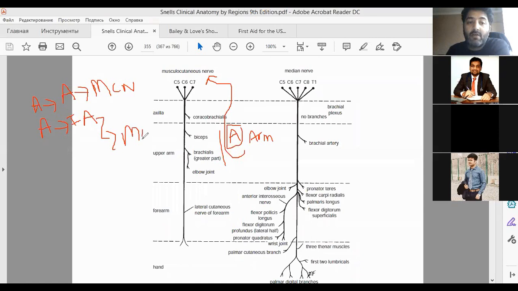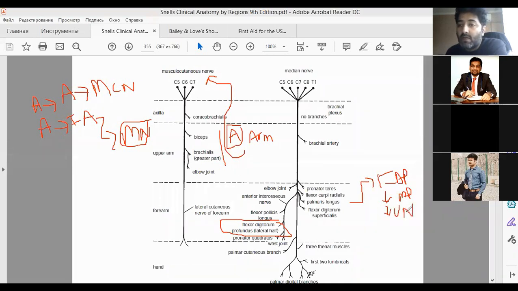Median nerve. But please remember, two flexor muscles here in the forearm are not innervated by the median nerve. One is flexor digitorum profundus, because its lateral part is innervated by the median nerve, and its medial part is innervated by the ulnar nerve. Which nerve? Ulnar nerve. Okay, and there is one more muscle here known as flexor carpi ulnaris.